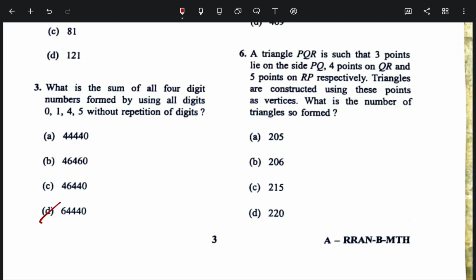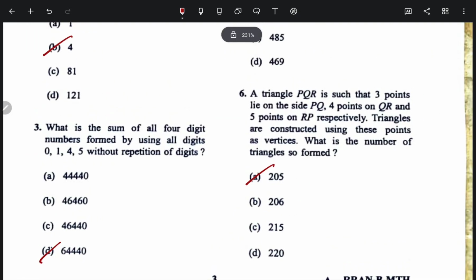So number 6: a triangle PQR is such that 3 points lie on the side PQ, 4 points on QR, and 5 points on RP. So the triangles are constructed. This is a permutation combination problem, and it's also a very easy problem. We take nC3 to find the total number of triangles, and then we subtract the collinear points on the sides of the original triangle. If you do that, you get the value of 205.